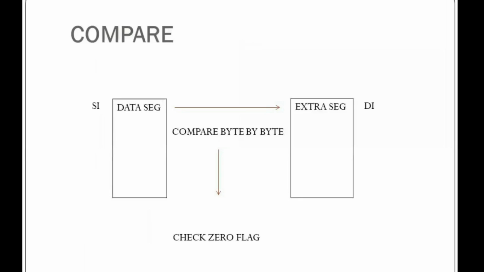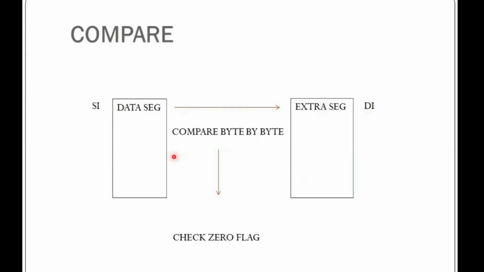We are done with 3 string instructions so far: move, load, and store. The leftover ones are compare and scan. Right now we'll see why compare is used and how it has to be used as part of string instructions. We are going to see it through a small diagram. Look here. This is your data segment, this is your extra segment, this is SI, and this is DI.